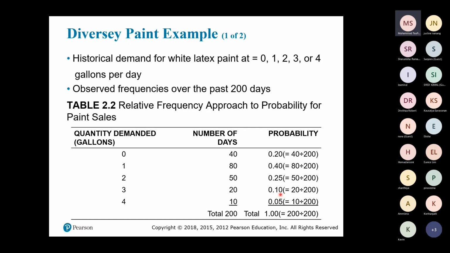Then there is a 10% chance that people will buy 3 gallons of paint. It means that 1 out of 10 days, people will come and buy 3 gallons of paint. And lastly, it's only a 5% chance that people will buy 4 gallons of paint. So using this probability, you can see that it is most likely that people will buy 1 gallon of paint if you open your shop for a day. That is the use of probability.